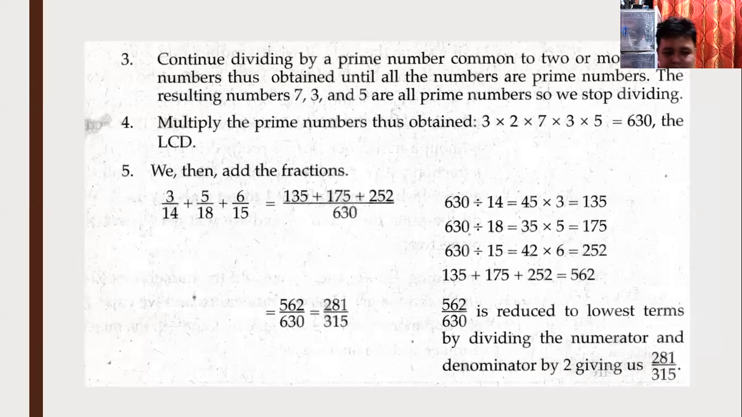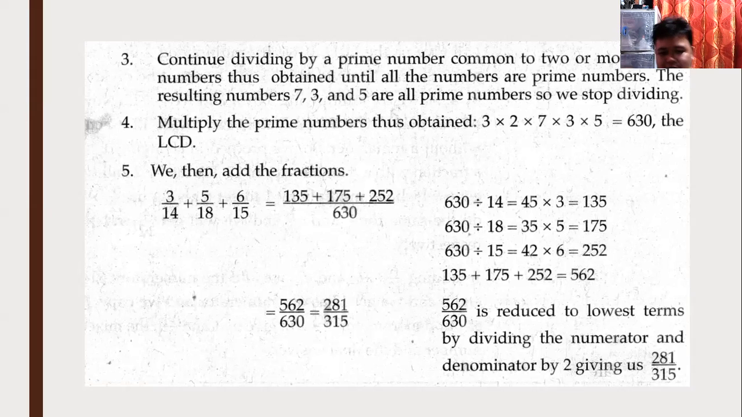We then add the fractions. Diba kanina yung 3 over 14, 5 over 18, 6 over 15. Ang kinalabasan is 135 plus 175 plus 252. Bakit? Diba yung LCD natin is 630? Divide mo sa denominators, then times mo doon sa kanyang numerator. 630 divide 14 equals 45 times 3, so 135. 630 divide 18 equals 35 times 5 equals 175. 630 divide 15 equals 42 times 6 equals 252.